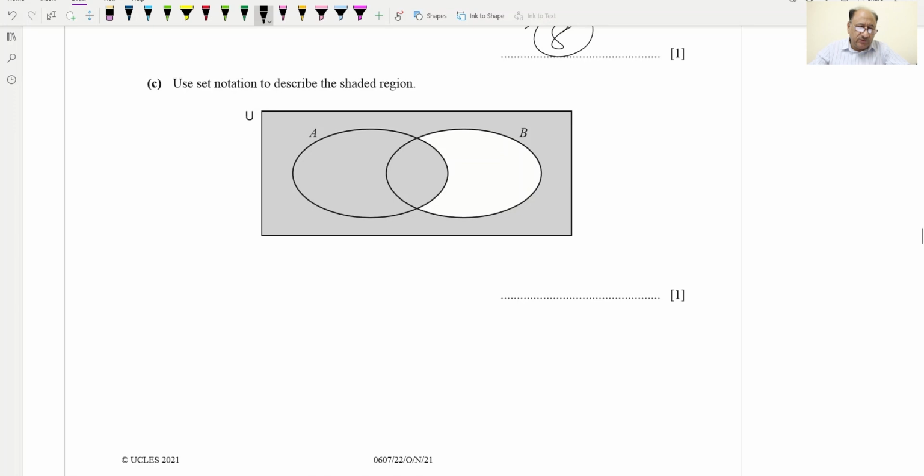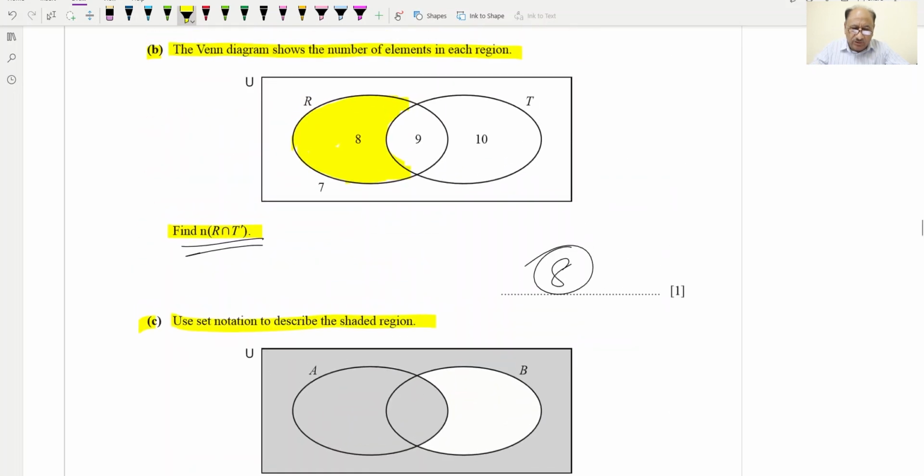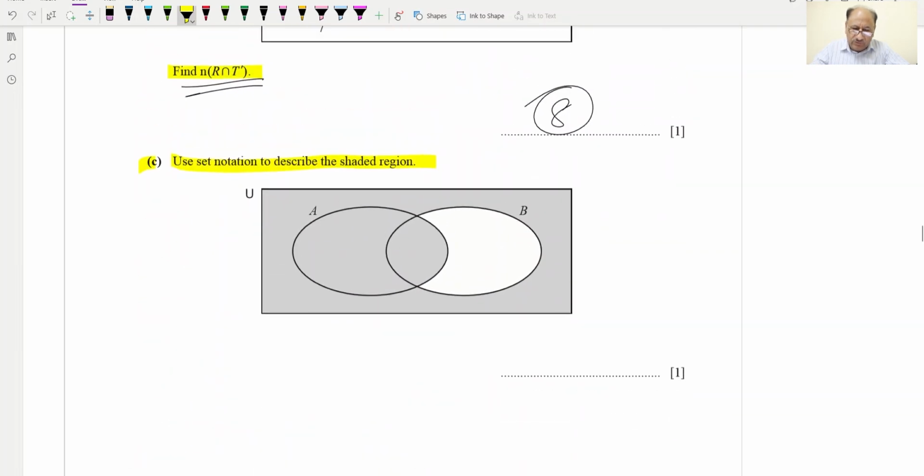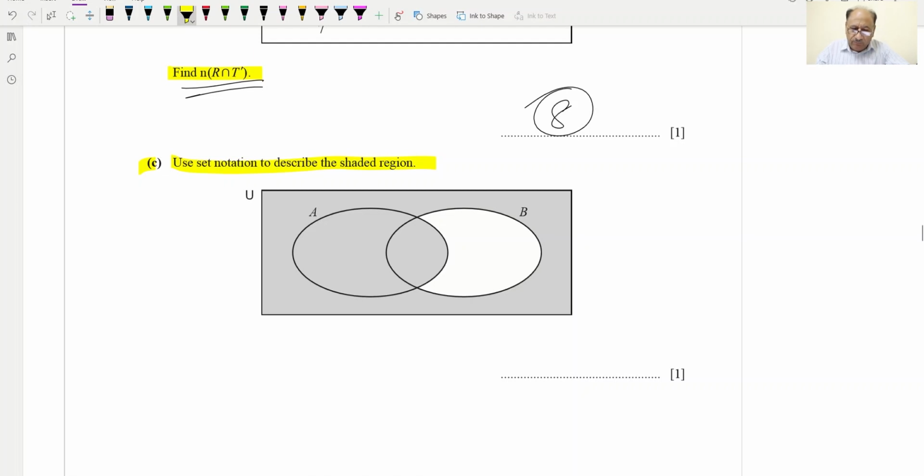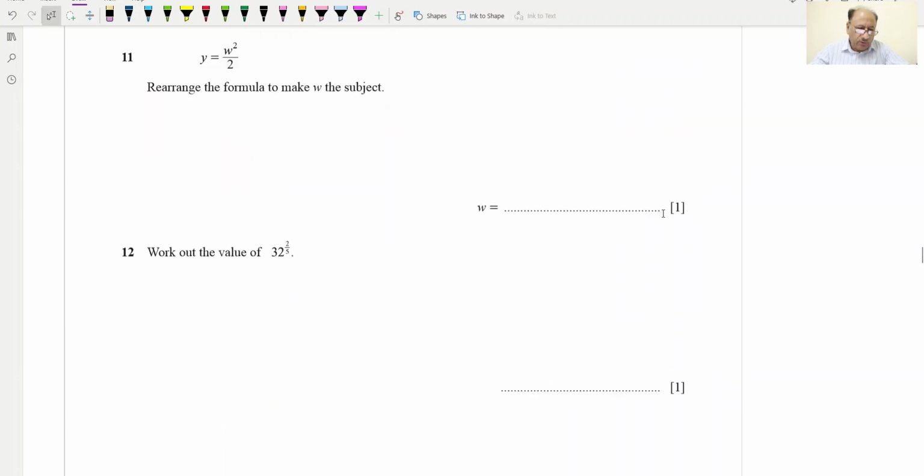Now use set notation for the C part. Use set notation to describe the shaded region, and this one is basically, if we check, this outer region is B complement, and A is also taken into account, so union A. So we can write A union B complement. This will be the 1 mark question which is done. Now question number 11. Question 11, an equation is provided, rearrange, so we'll have to make W the subject.